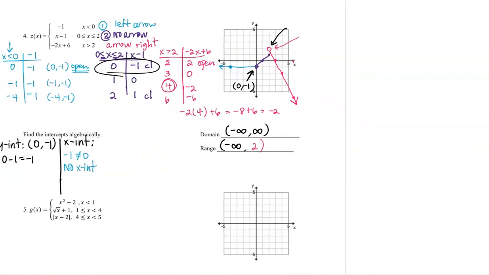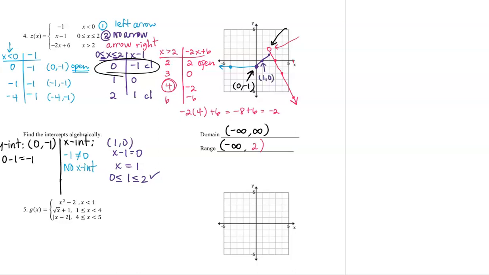Now let's go on and set the second piece, x minus 1, equal to 0. Quickly add 1 to both sides to get that x is equal to 1. Before we can definitely say that (1, 0) is an x-intercept, we have to see, does the second piece even exist when x is 1? Does 1 satisfy the inequality for the second piece? And it does, because 1 is in between 0 and 2. So we do have an x-intercept at (1, 0), and we can see that on the graph right there.